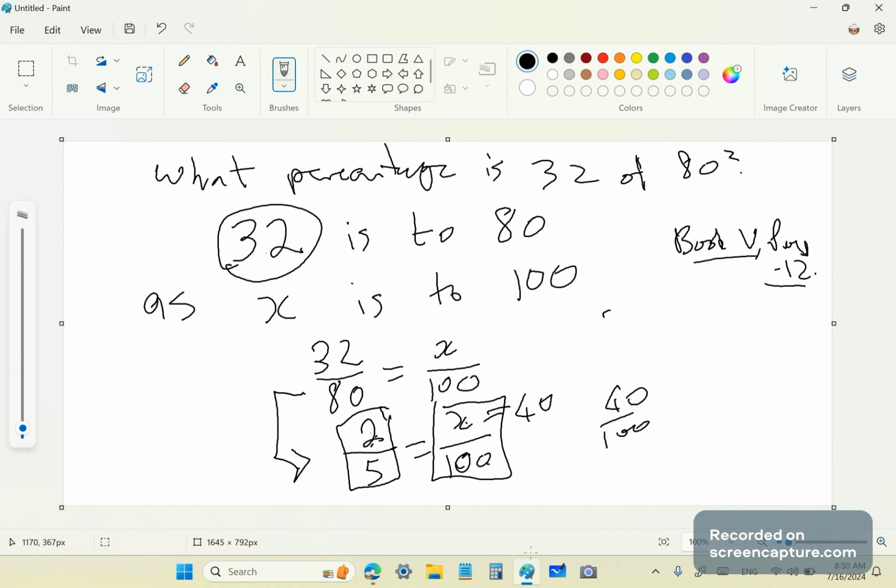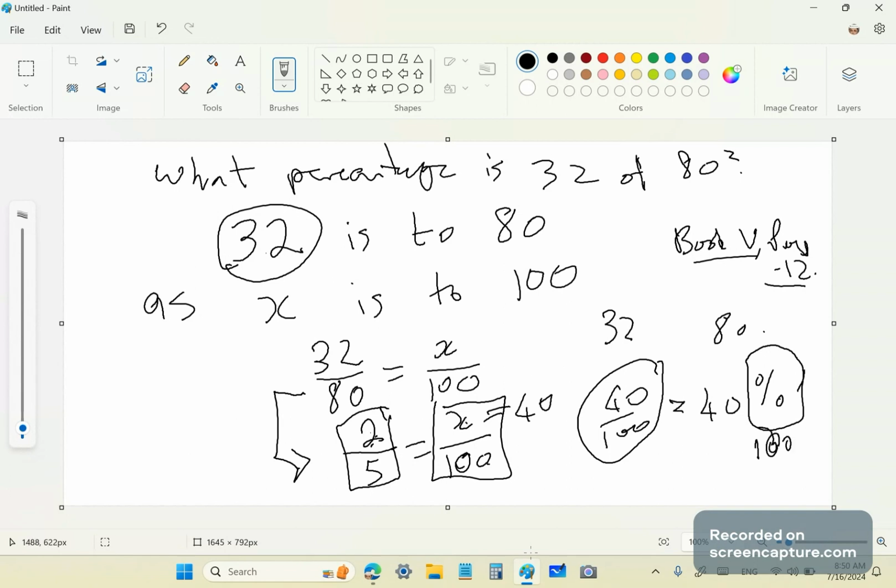So 32 is 40 over 100, is 40 hundredths of 80, okay? That's what it means. And of course, 40 hundredths simply means 40%, okay? You know where this symbol came from? 100. Simply take the 0, put it here, the 0 here, and a slash, and you got percent, okay?